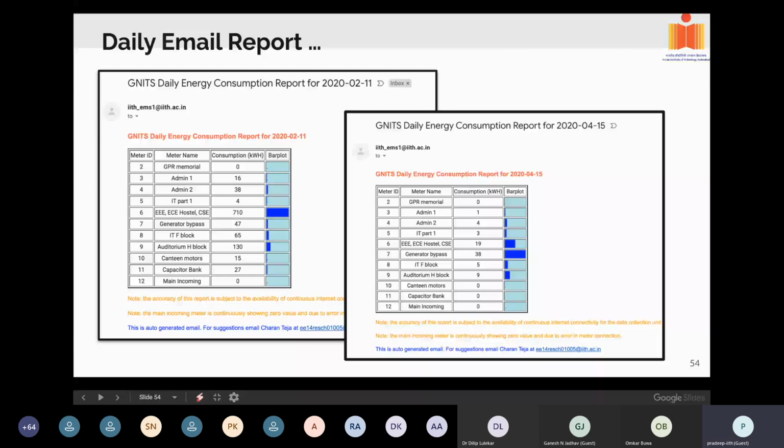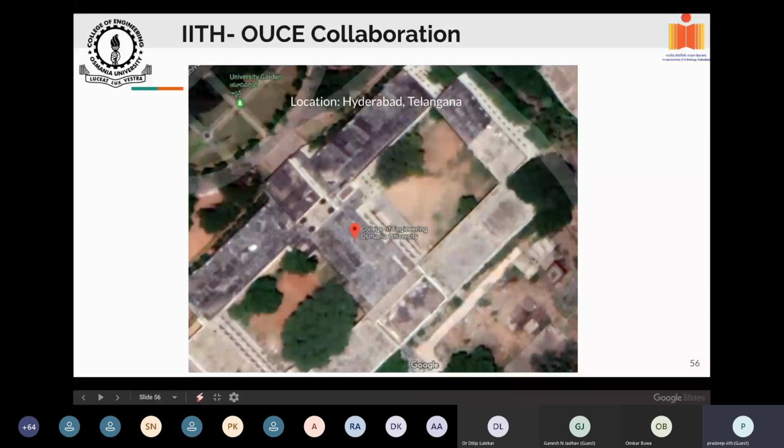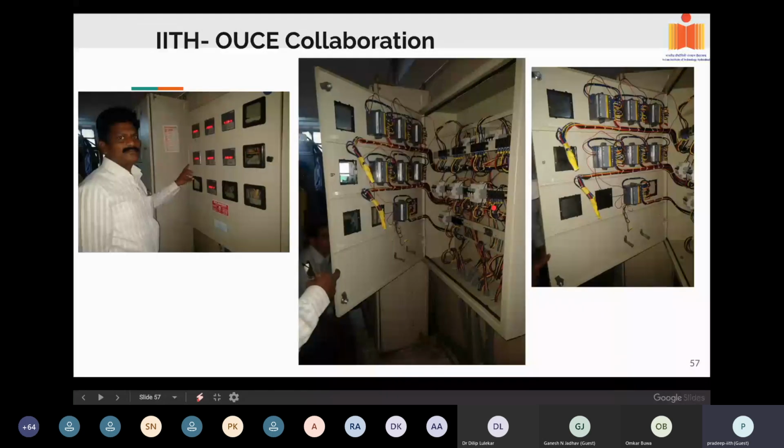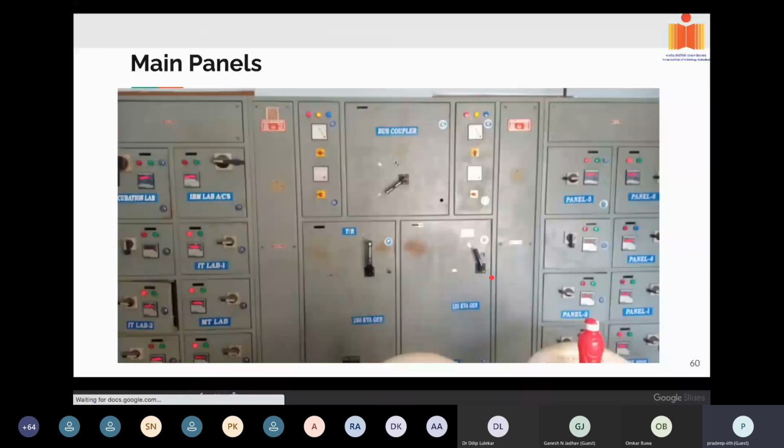So now, Osmania University College of Engineering, this is in Hyderabad. This is the college where I studied my BTech. So this is my own college, so I went there. And this is the electrical engineer there who has installed a metering system like this. Here they monitored only the electrical department building. There is one meter for the power system lab, one meter for the AC lab, one for the computer science lab, and lighting and new lighting, and the DC machines lab. So different machine labs are there and their meters are there. So again, this is one more campus. For the interest of time, I'll slowly move forward like this.